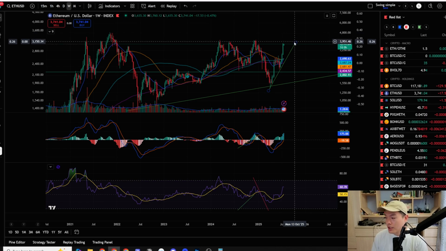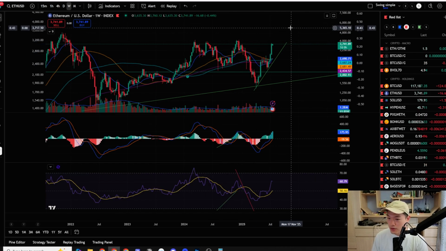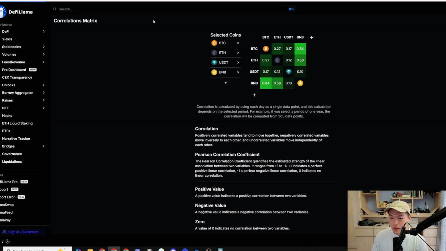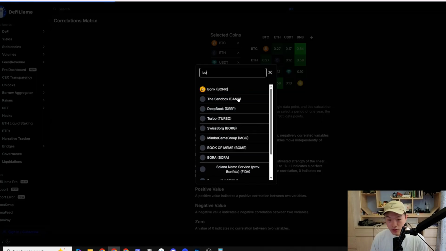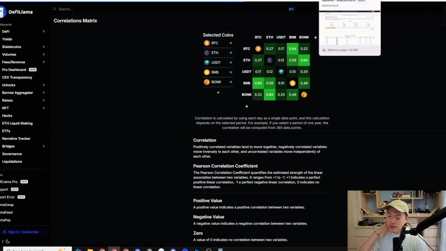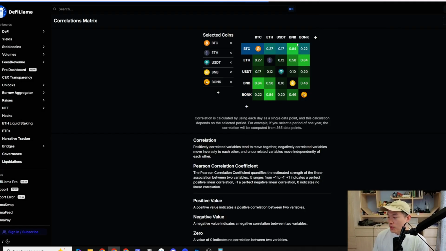And another example of a very misunderstood topic is actually correlation. I will probably make another video on this, and it doesn't matter which correlation tool you use. For example, this is the DeFi Llama correlation tool. So let me pull up Bonk here. What I want to show you guys is that just because an asset is not correlated doesn't mean that you should not be yield farming it. And a lot of times assets break correlation all the time.